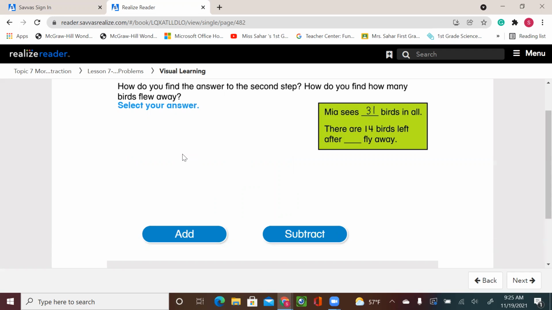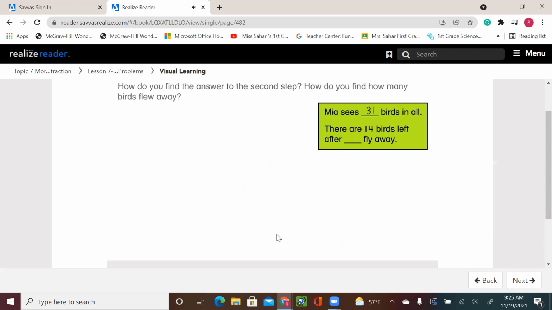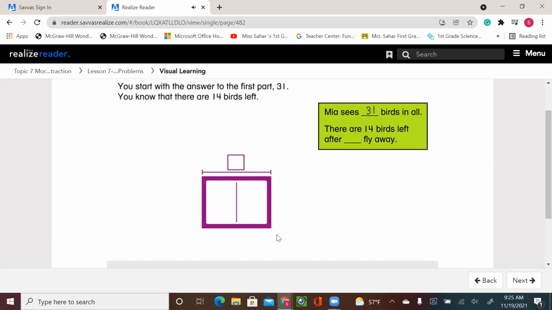Now we need to find how many flew away, right? So that means that 31, they're not total anymore because a few birds flew away and left. So in this case, we will subtract. You start with the answer to the first part, 31. You know that there are 14 birds left. Then you subtract 14 from 31.